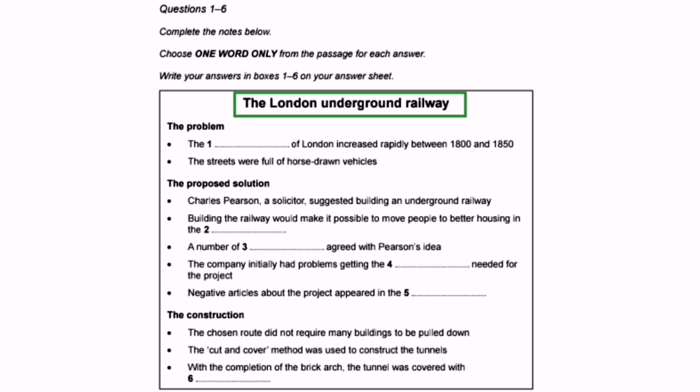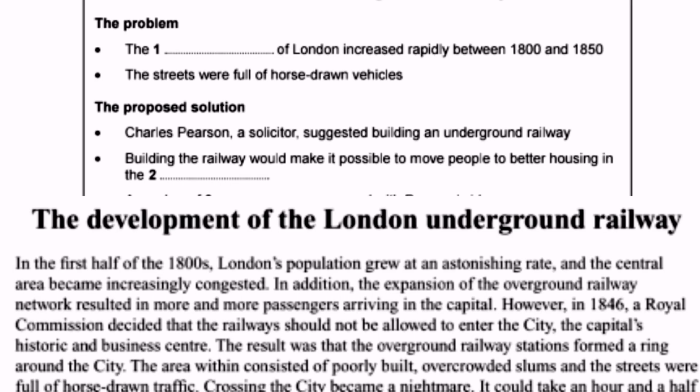And the title of today's summary is the London Underground Railway. If we look very carefully, we can see the first heading, that is the problem. It means for question number 1, we have to find a problem, or question number 1 is related to a problem. Let's read question number 1.